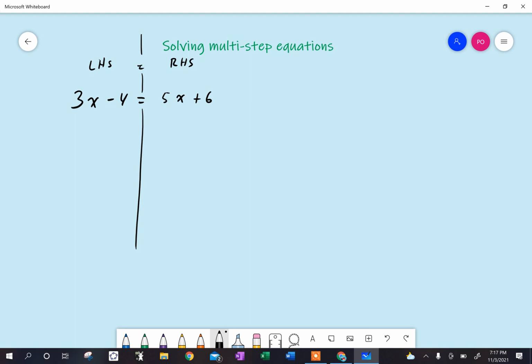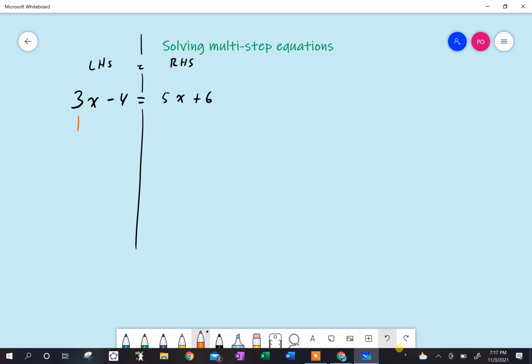So I have 3x minus 4 is equal to 5x plus 6, and the first thing I'm hoping you'll notice is that there are variable terms. This is a variable term, and this is a variable term, on both sides of the equation. By the way, in case you were wondering, this is a constant term, and this is a constant term. So now that we've got that out of the way, the first thing I'm going to look at is which variable term has the smaller coefficient, and in this case, it's the 3x.